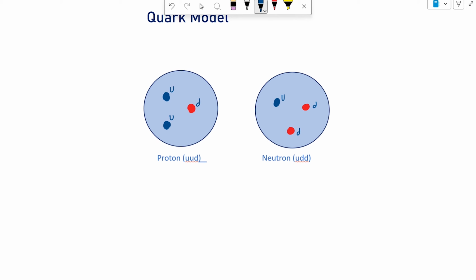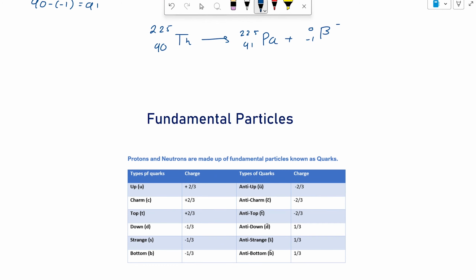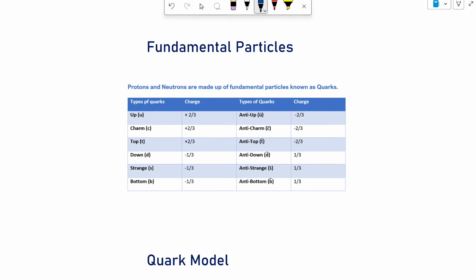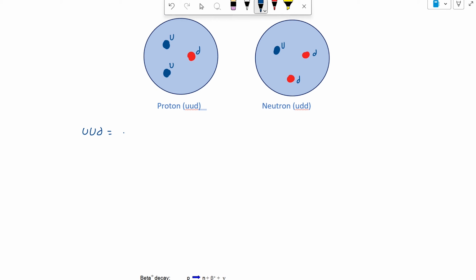So a proton is made up of up quarks and a down quark. We know that up quarks have a charge of plus 2/3, whilst down quarks have a charge of minus 1/3. So plus 2/3 plus 2/3 minus 1/3, and that should be giving us plus 1, which is in fact the charge of a proton.